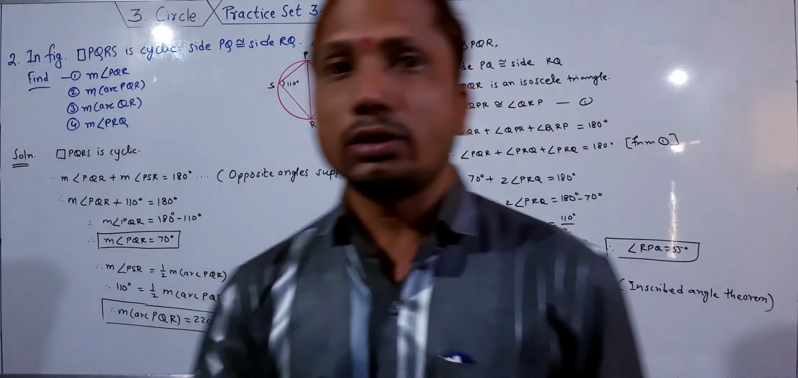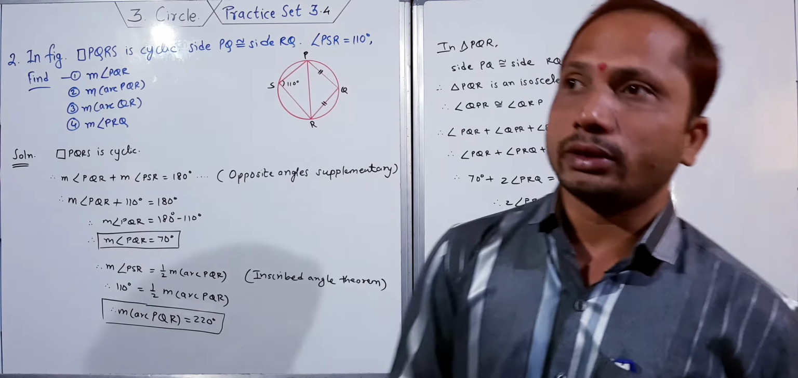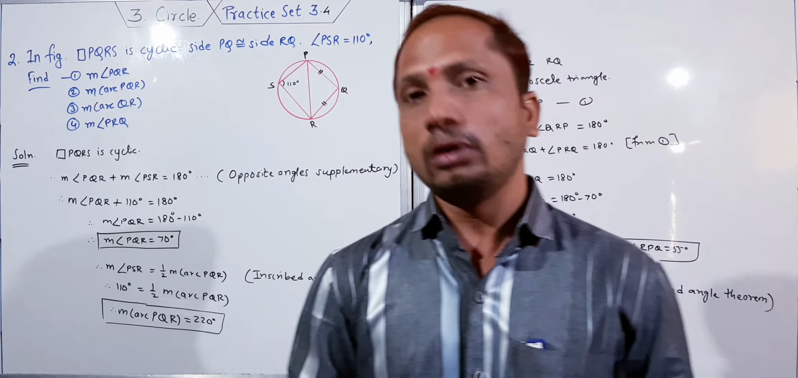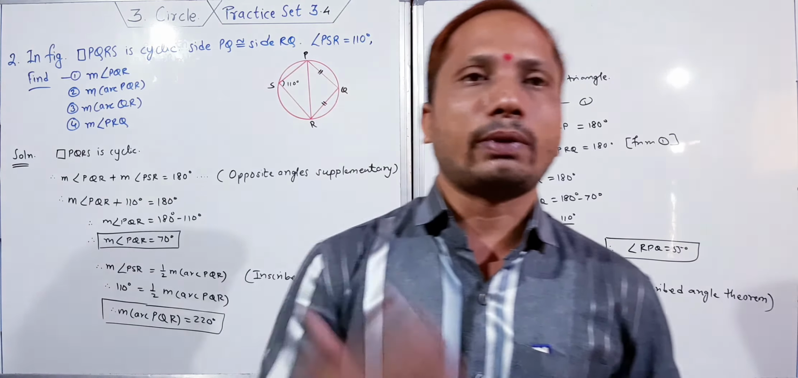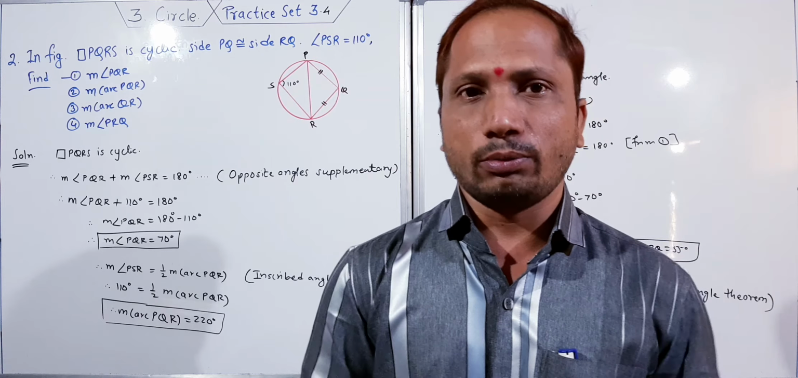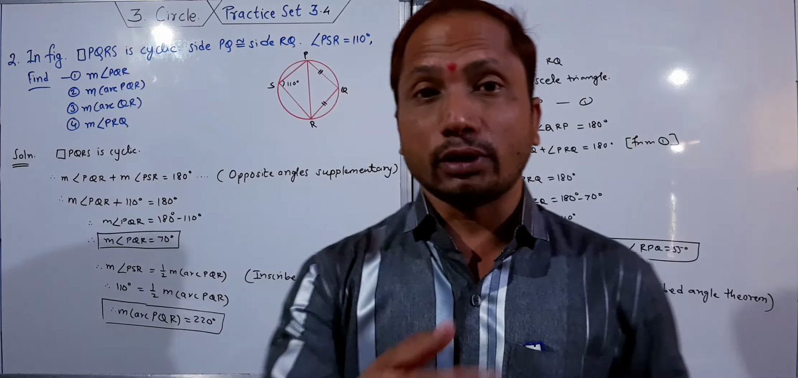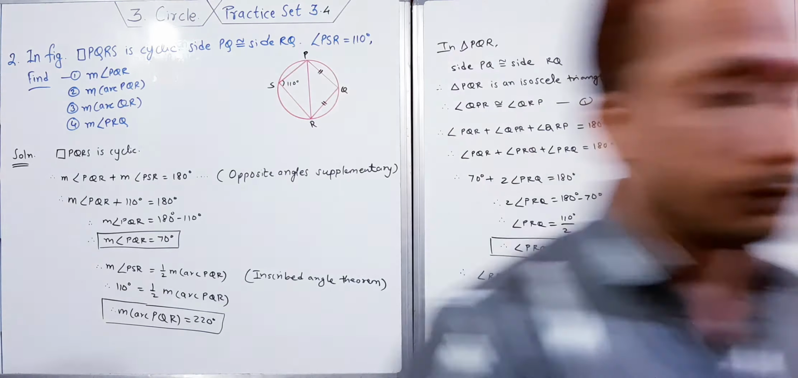This is very easy. This is based on the cyclic quadrilateral theorem. Opposite angles are supplementary in the case of a cyclic quadrilateral. So use that property and the inscribed angle theorem. It is a most important theorem to solve this type of problem. This is problem number 2. We have solved it, and now we are going to solve problem number 3.